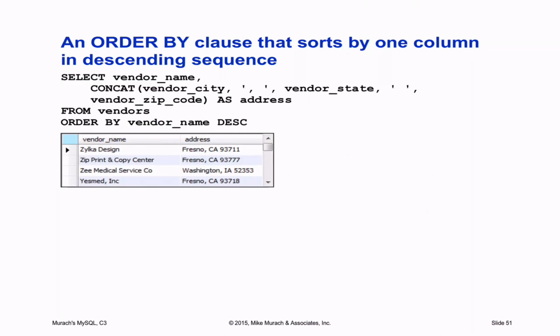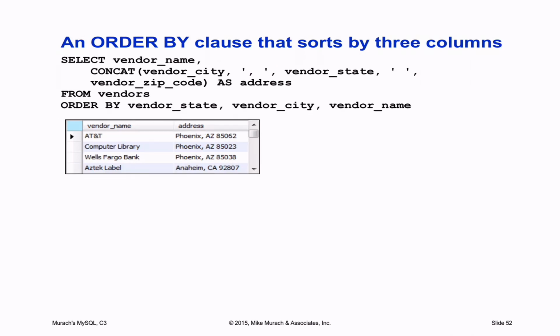All right. And nothing really new on that one. You can do sorts by more than one column here. We're going to sort by vendor state first, then vendor city, then vendor name. So in this example, you can see Arizona becomes before California. So this might be handy if you want to do something like that and not just rely on the first column here.